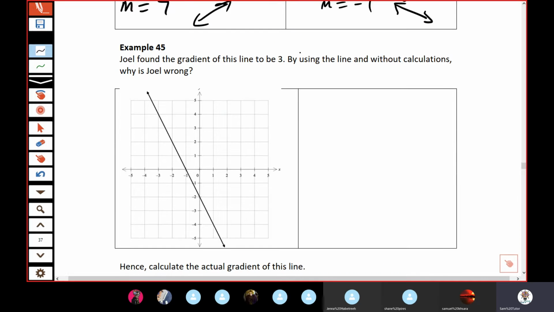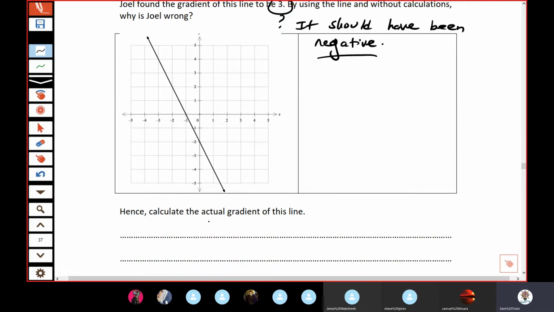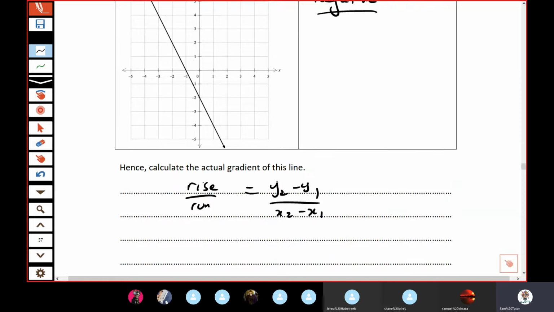Joel found the gradient of this line to be 3. By using the line and without any calculation, why is Joel wrong? Well, we can tell it's sloped to the left, so it could not have been a positive number. It should have been negative. All right, nice and easy. And then you can calculate the actual gradient. You can do rise over run, or y2 minus y1 over x2 minus x1. Whatever method you like by now is fine.